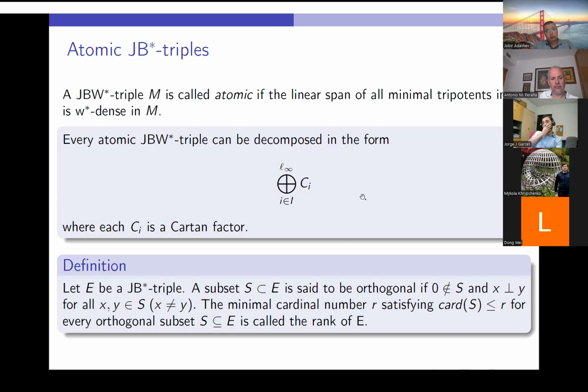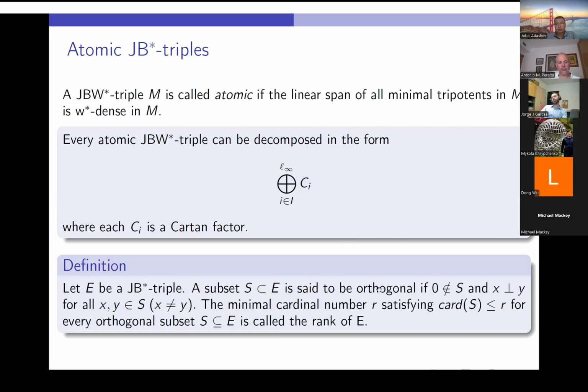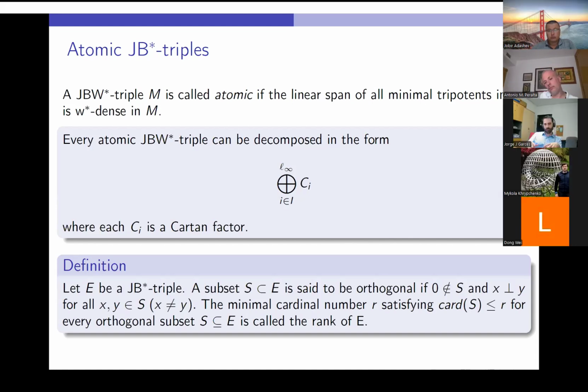We shall also need to define the rank of a J*-triple, okay? Because there will be some hypotheses that refer to the rank. So it's the minimal cardinal r such that the cardinal of an orthogonal set in the J*-triple is less or equal to r for every orthogonal set in the J*-triple. Okay, it gives you the possible number of mutually orthogonal elements in A.